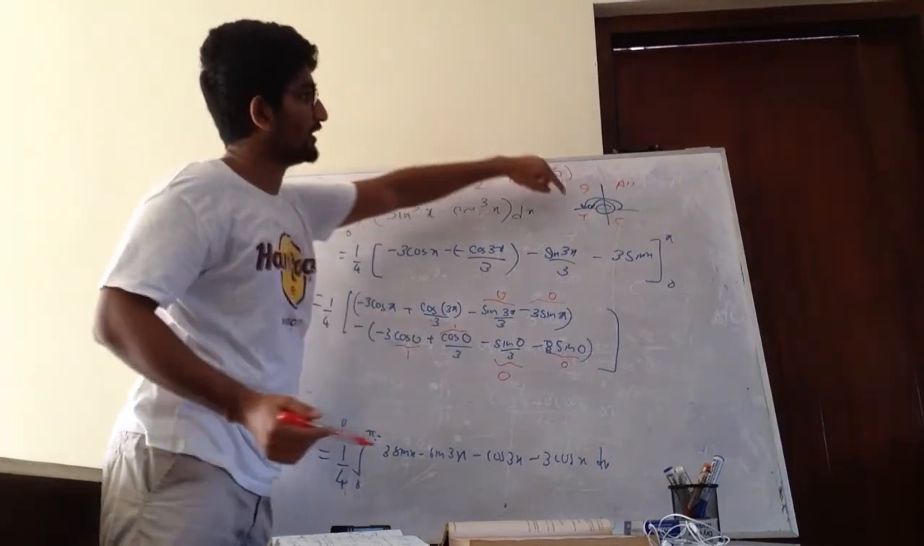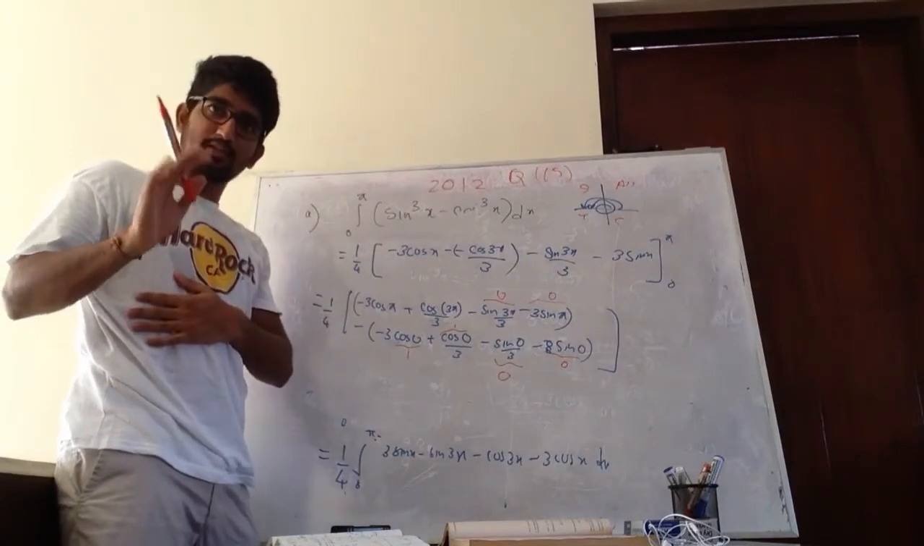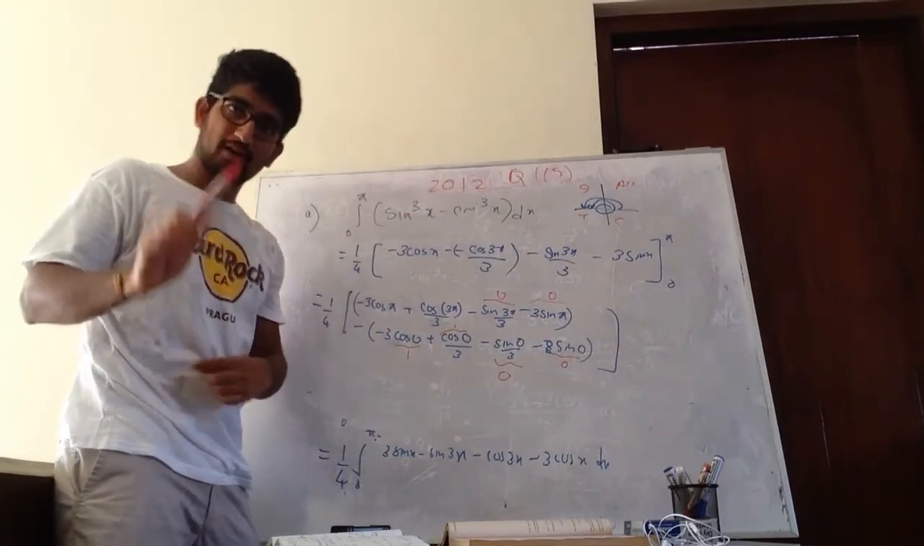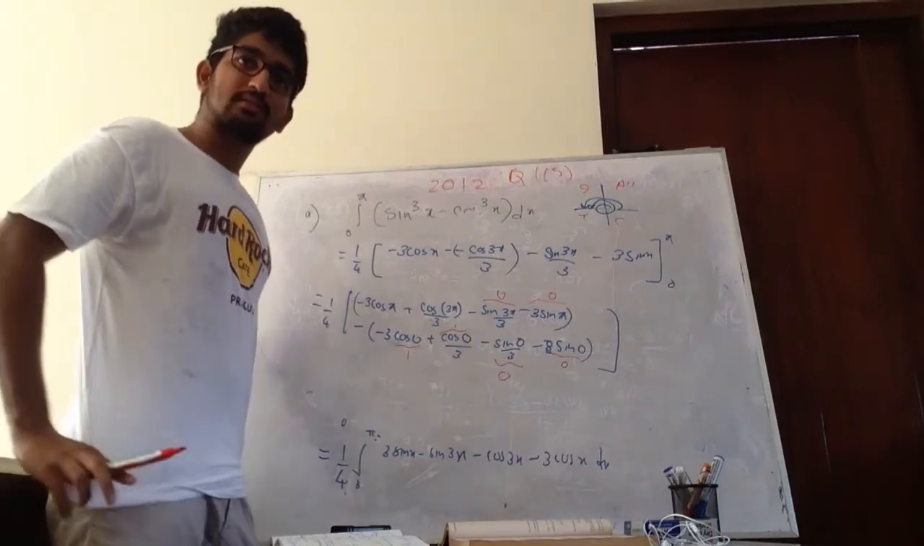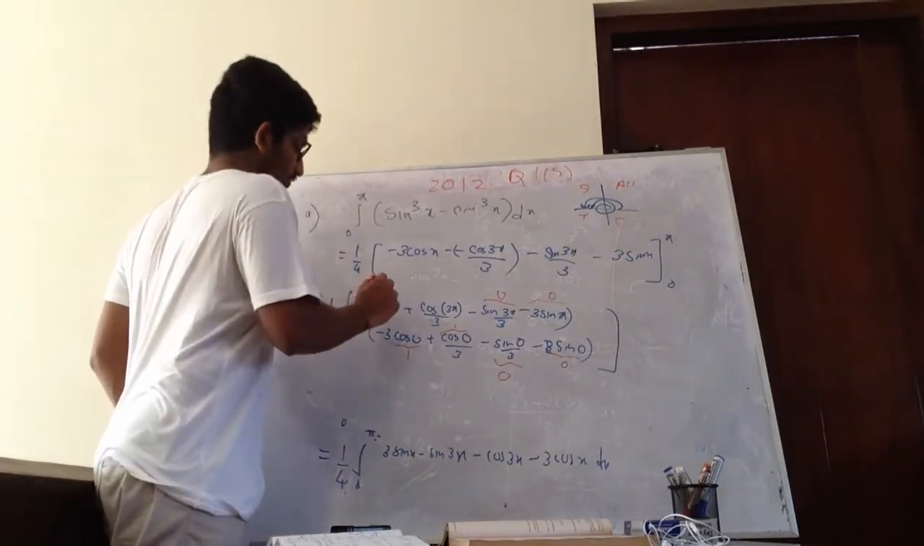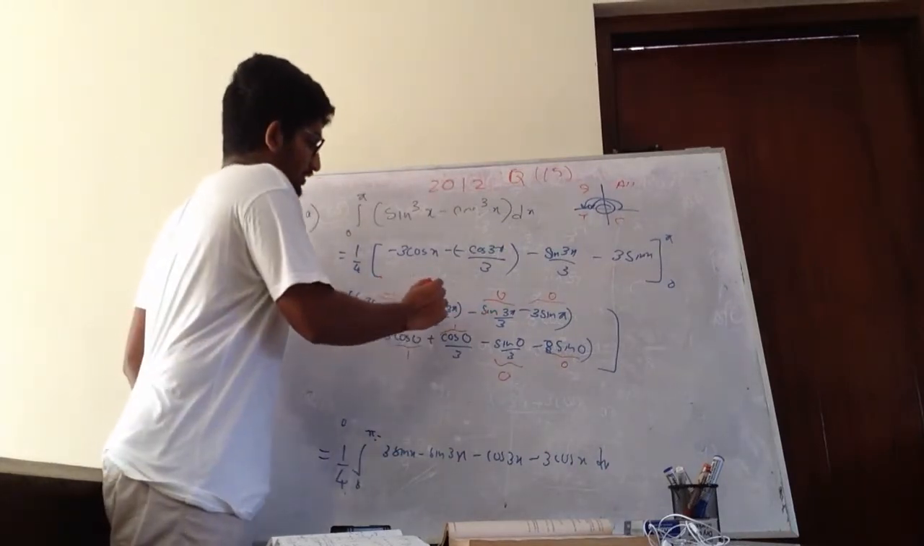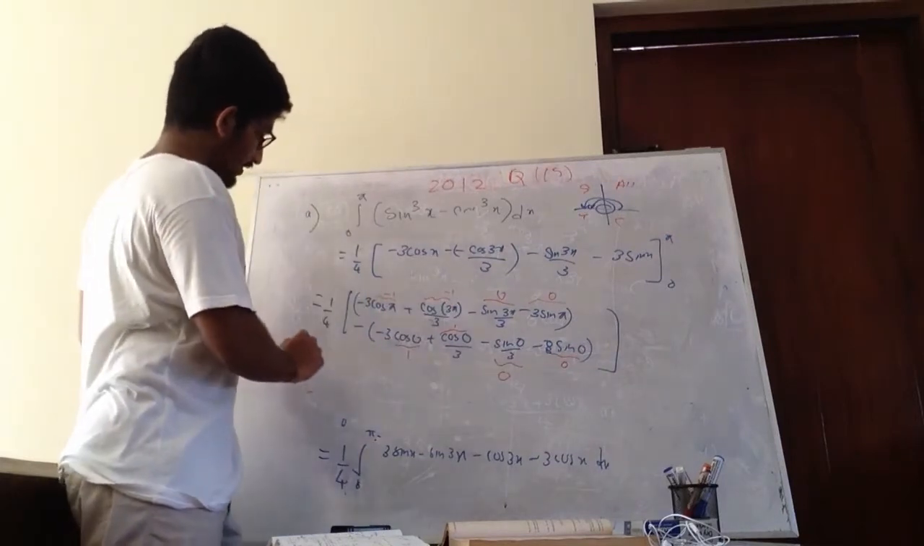So what is cos pi now? Cos pi is 1, but it's not positive 1. It's negative 1, right, no? This is negative 1. So cos 3 pi is the same, also negative 1.